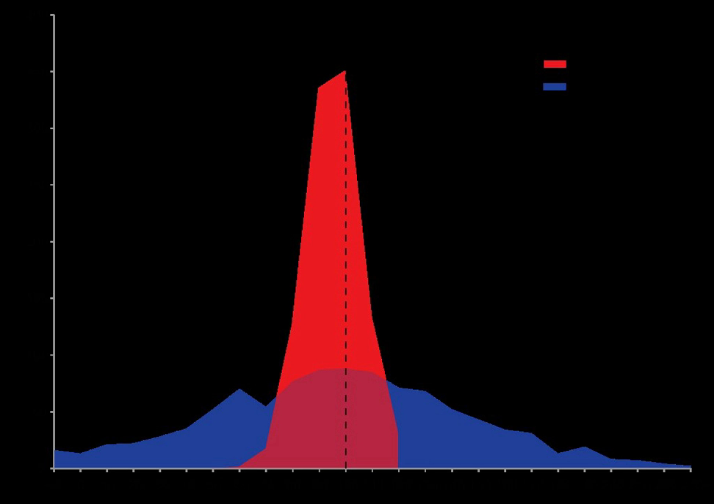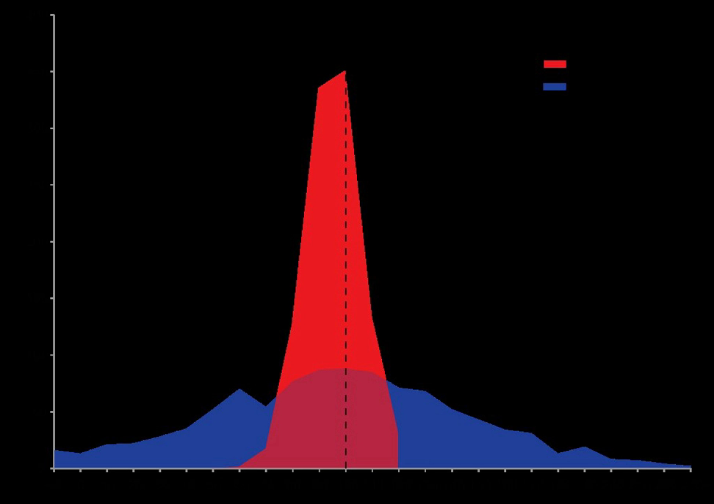Topic: binomial distribution. The binomial distribution with parameters n and p is a discrete distribution for k equals 0, 1, 2, up to n.